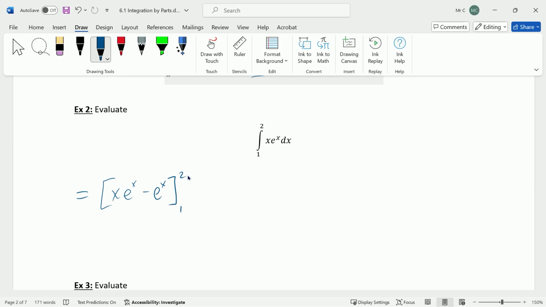Okay, so we're evaluating from 1 to 2, so we just plug in our upper bound first. It's 2e squared minus e squared. Plug in the lower bound, it's 1e to the first minus e to the first. So this gives me 2e squared minus e squared is just 1e squared. And then e minus e is 0, so that's it, e squared.